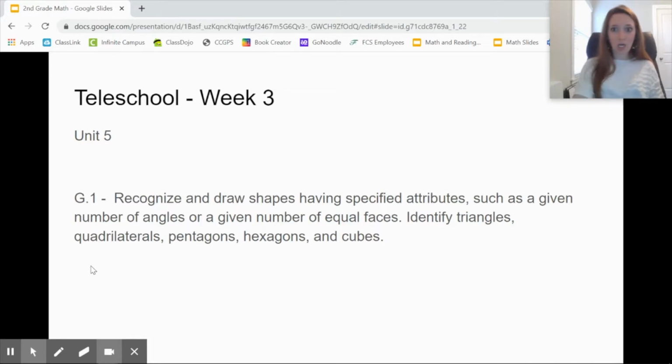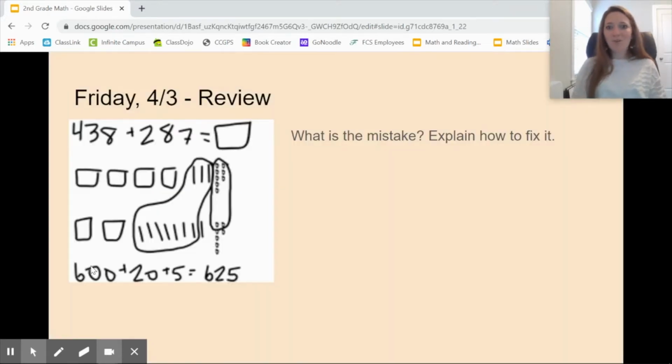Let's get started. Time for review. What is the mistake? Explain how to fix it. 438 plus 287 equals unknown. So the person said that it was 625. So you need to figure out what the mistake is, and then we'll come back and see if we can figure it out together. Pause.